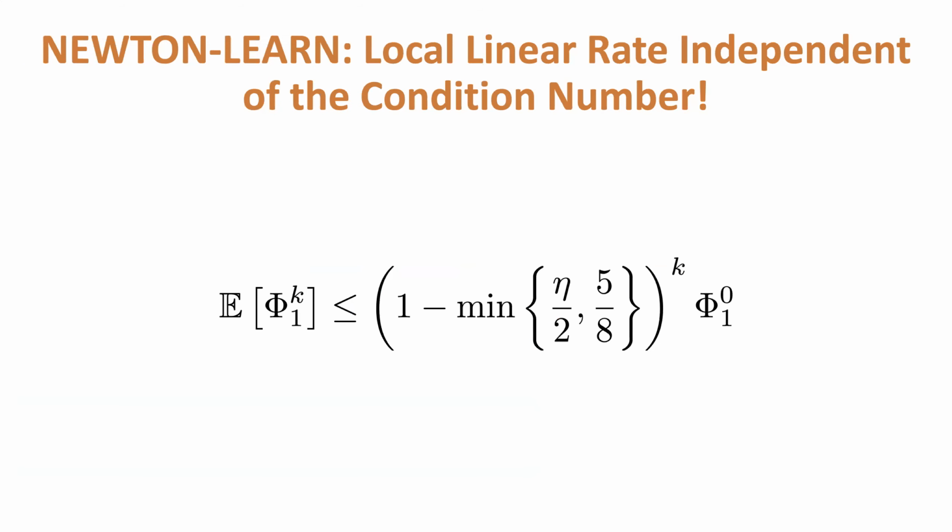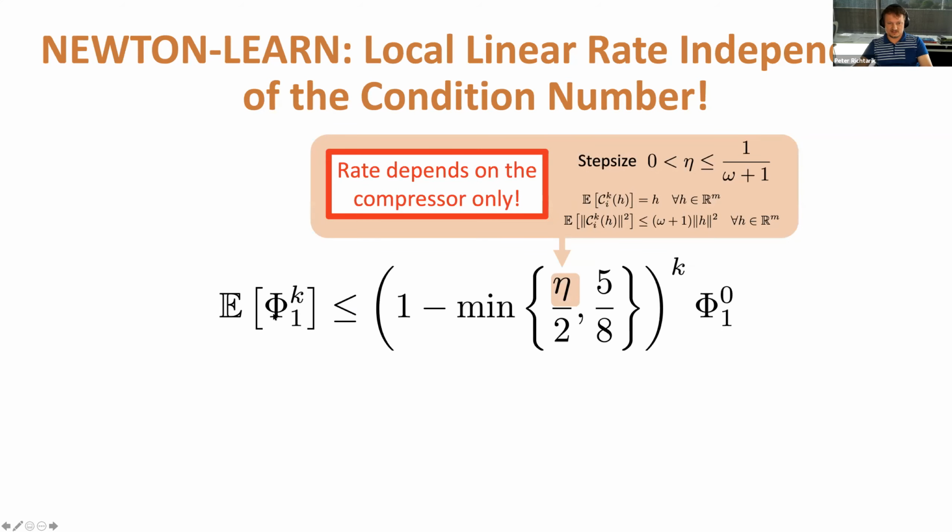Good, so I'll move on to the theory. So this is the basic theorem, and I'll explain all of these terms here quickly. Something which I'll describe soon, there's some kind of a thing which is good to be small, decreases at the linear rate. And the linear rate depends on the step size and on constant 5/8. And the step size only depends on the compression parameter omega. So this rate is completely independent of the properties of the optimization problem, independent of the data, of everything.